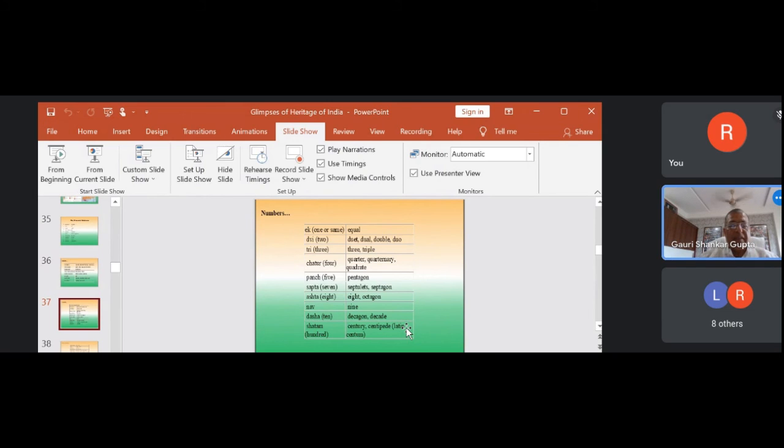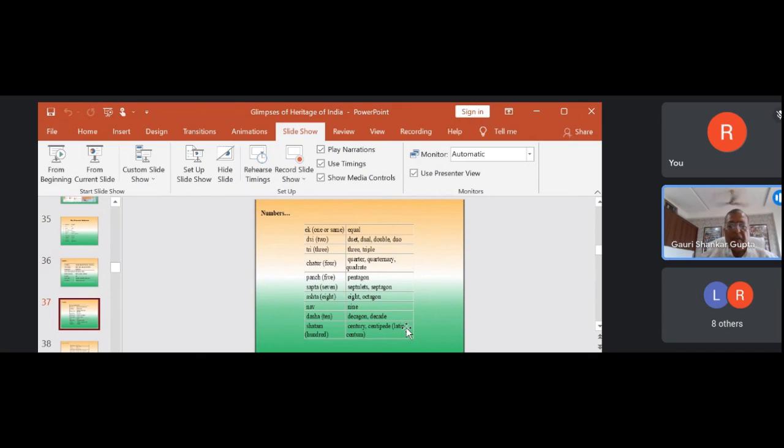Then sapt, that is 7. It becomes septet, septagon. In French it's called sept. In Spanish it's called siete. So it's more or less the same word. Asht becomes 8, octagon. In Spanish, in French they call it huit, with 8. And in English we call it eight.